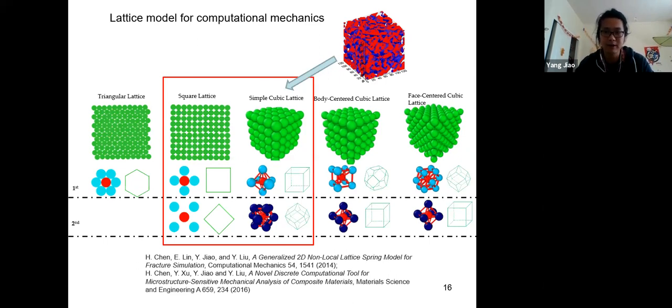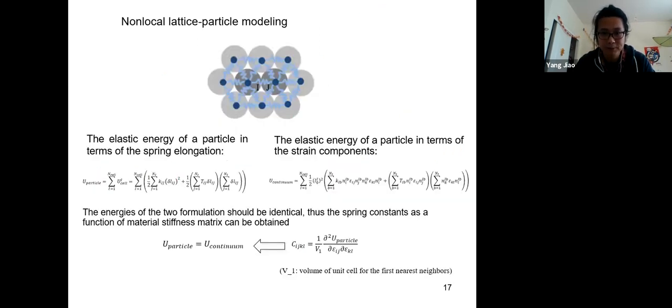But typically this can be done by including successively larger and larger neighbor shells. If you just look at the first neighbor shell, clearly it wouldn't be very isotropic, but you can compensate for this effect by including more and more neighbor shells. And the basic formulation for using a lattice model to model the continuum behavior of the material is the following.